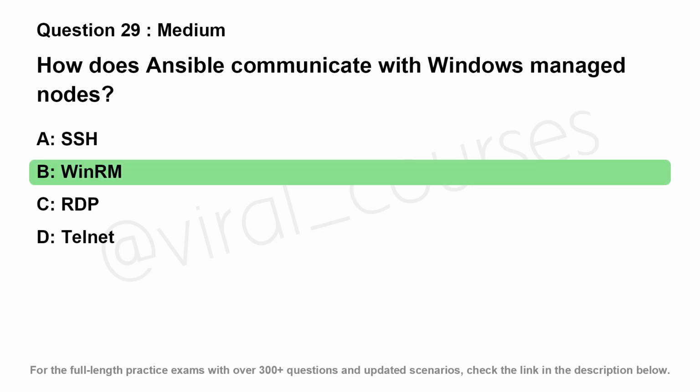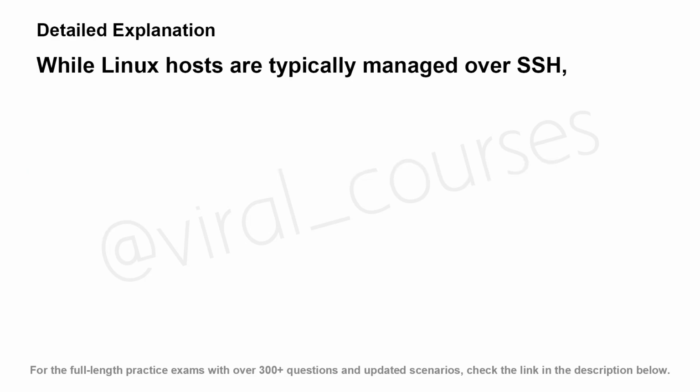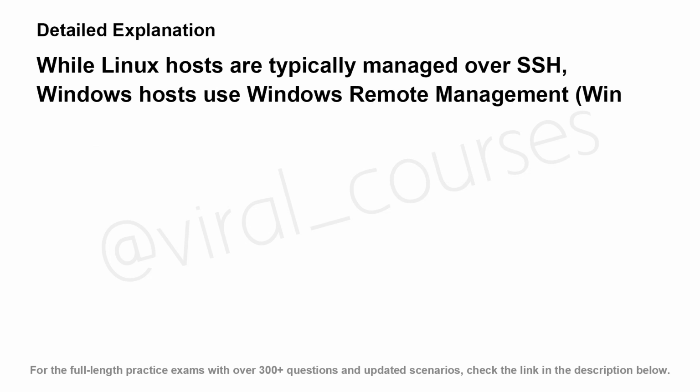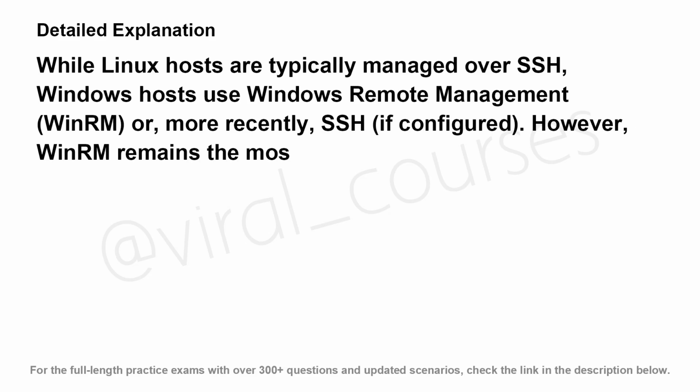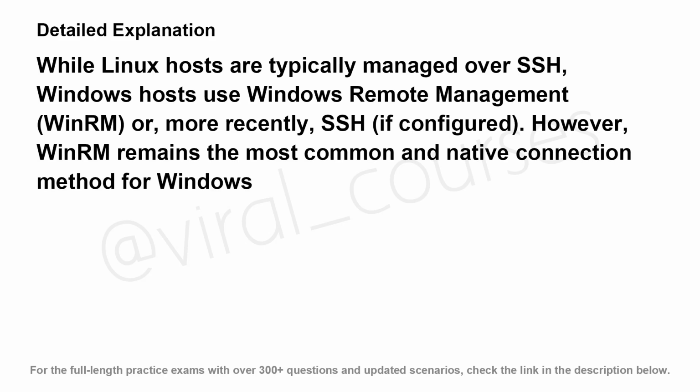The correct answer is B. While Linux hosts are typically managed over SSH, Windows hosts use Windows Remote Management, WinRM, or, more recently, SSH, if configured. However, WinRM remains the most common and native connection method for Windows automation in Ansible.